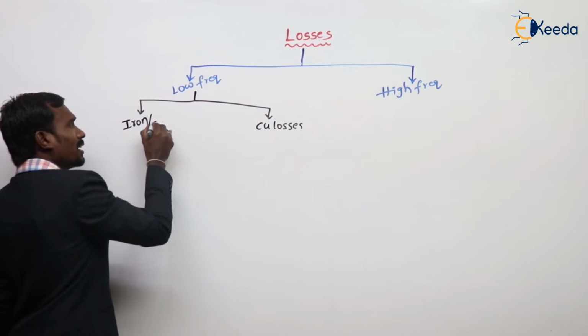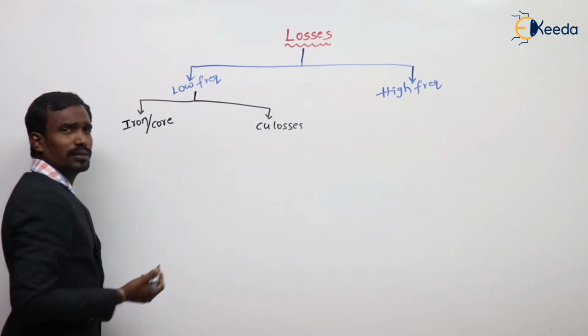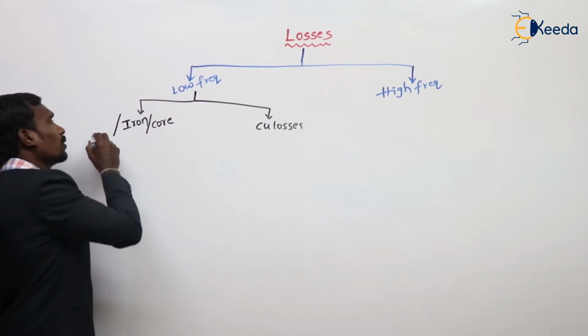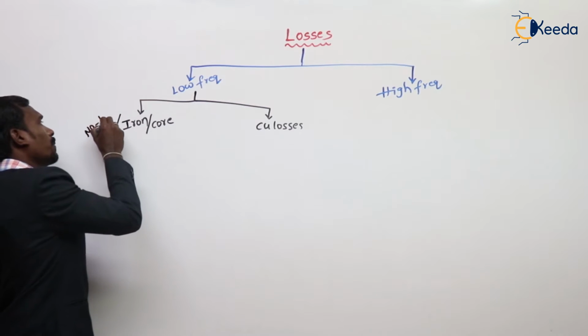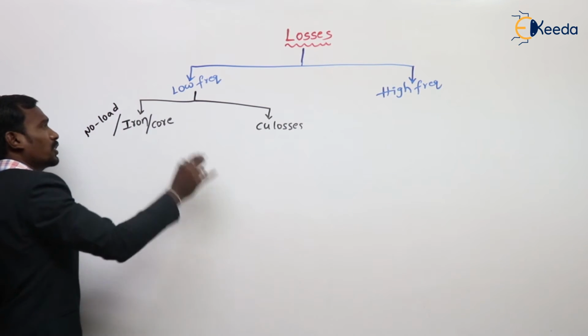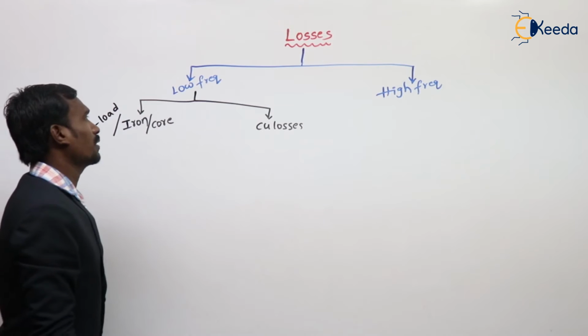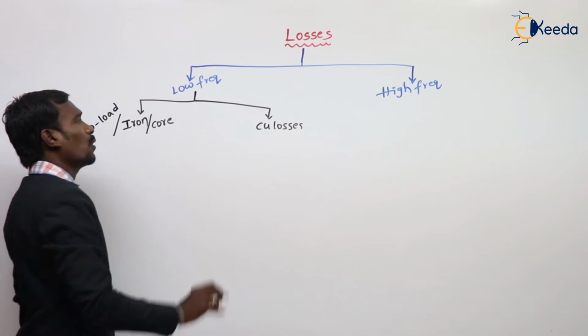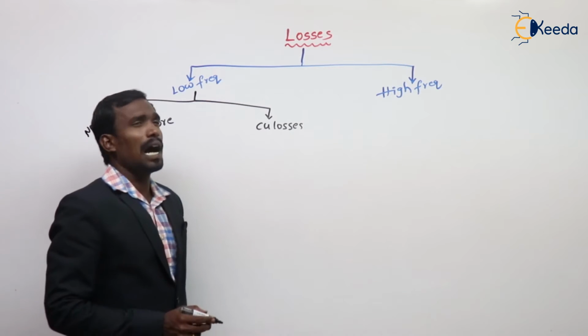This iron losses is also called core losses. These core losses are also called no load losses, because even under no load condition some losses will be there. Those are called no load losses, iron losses or core losses, and these are copper losses.